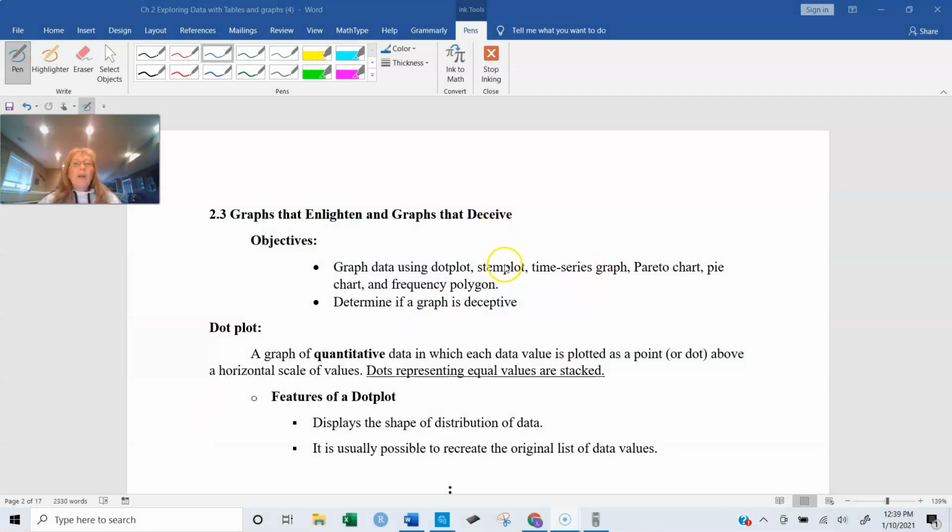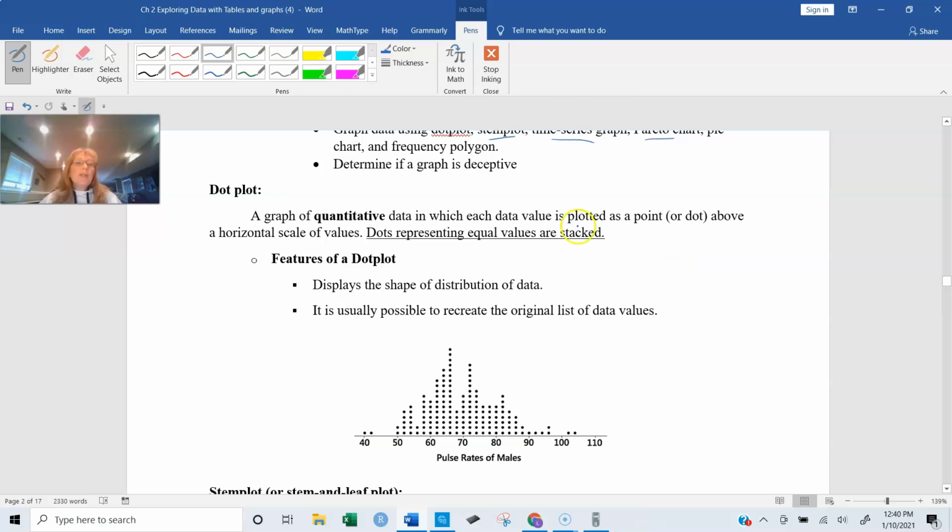All right, we're going to be using different types of things. We're going to do a dot plot, a stem plot, a time series graph, and a Pareto graph, along with a pie chart and a frequency polygon. And then you have to tell me if I'm lying or not lying to you. So let's go here. First is the dot plot.